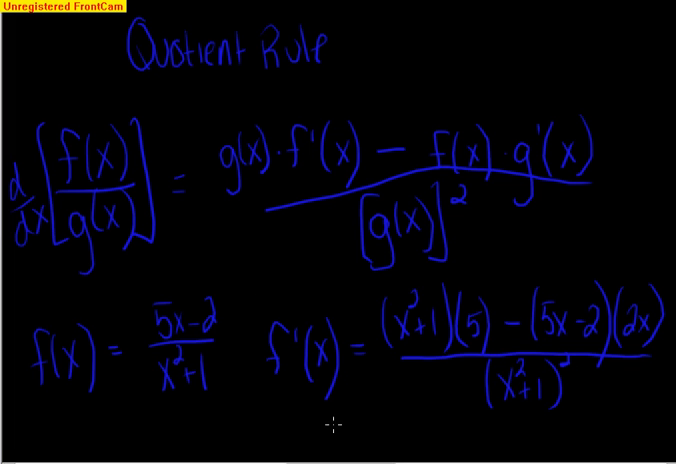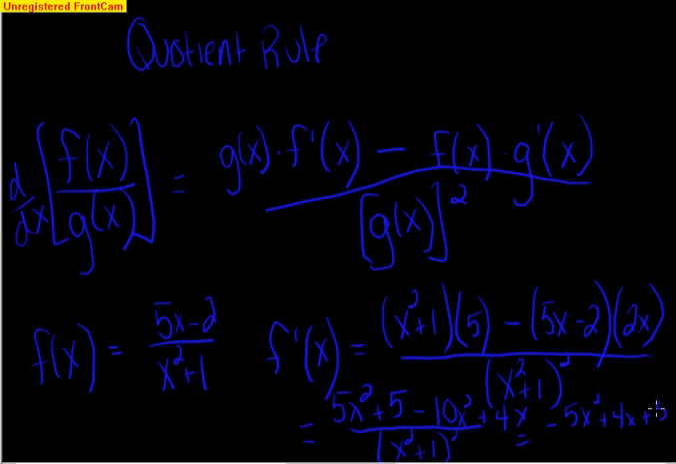Now, what I expect from you as far as to get full credit, I expect you to clean up this numerator. You're going to have a lot of pieces that can be distributed, that can be combined. So I'm going to have 5x squared plus 5 when I distribute, and then minus 10x squared, you have a minus and a minus, plus 4x over, I do not expect you to do anything with the bottom. I would prefer that you leave it as x squared plus 1 squared. Combine like terms, your final answer is negative 5x squared plus 4x plus 5 all over x squared plus 1 squared. And that's the basic idea of how the quotient rule works.